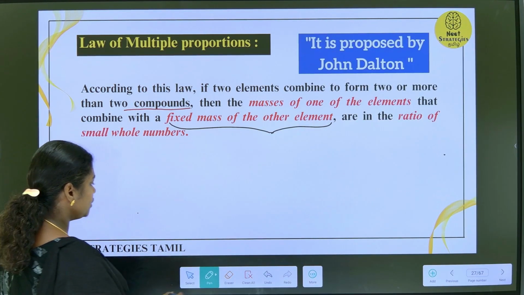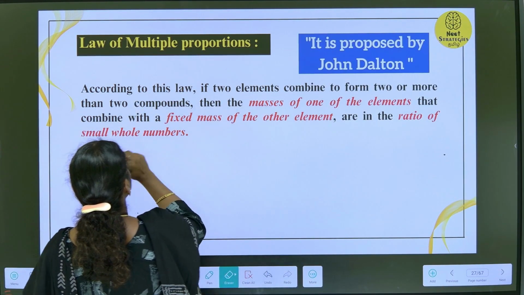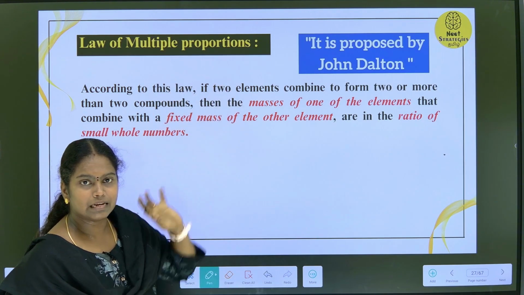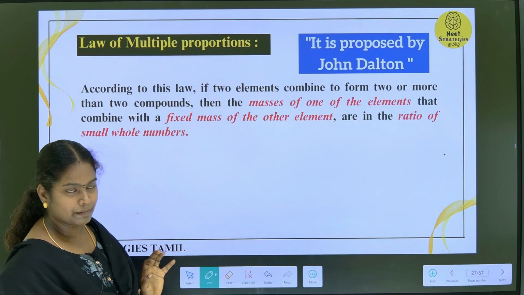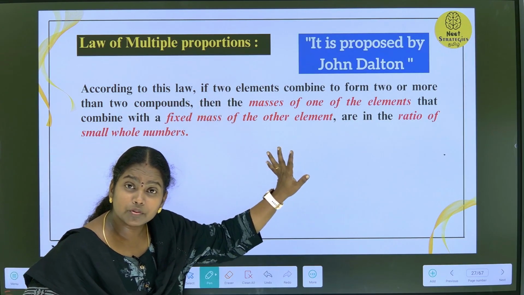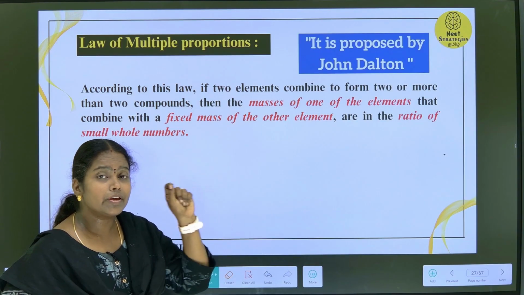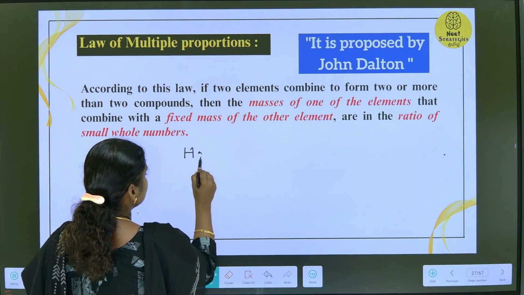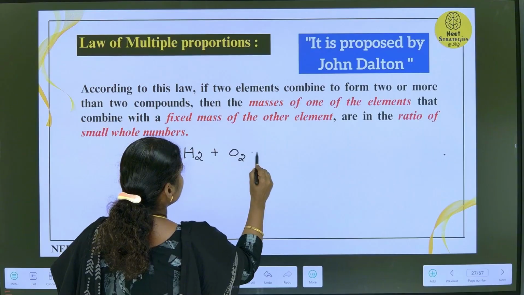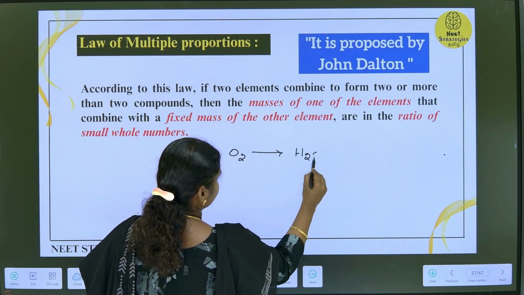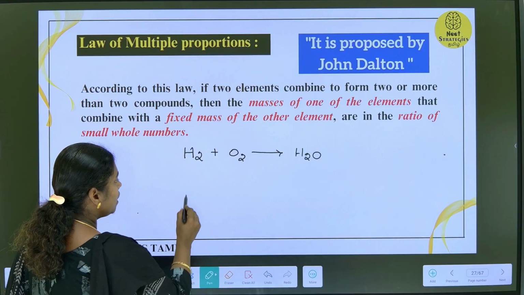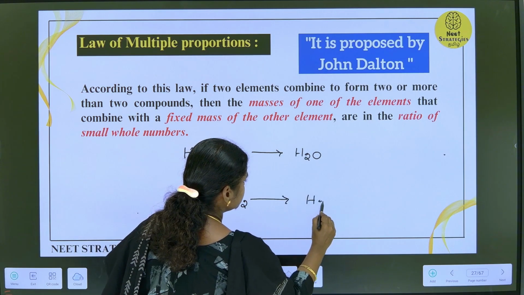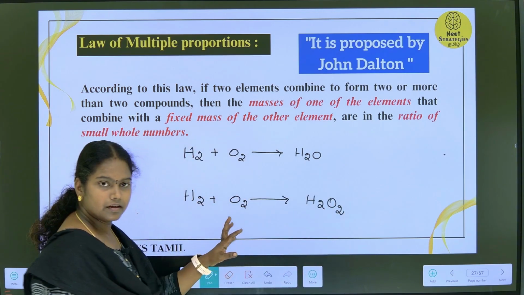Next, let us move on to the law of multiple proportions. Before we move on to the statement, let us explain with examples. Hydrogen combines with oxygen to form water. That is one set. Another set: hydrogen combines with oxygen to form H2O2. So there are two sets.